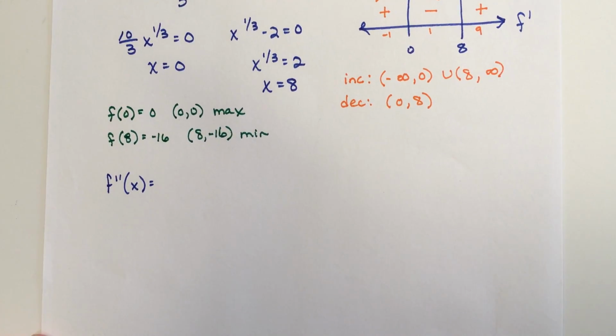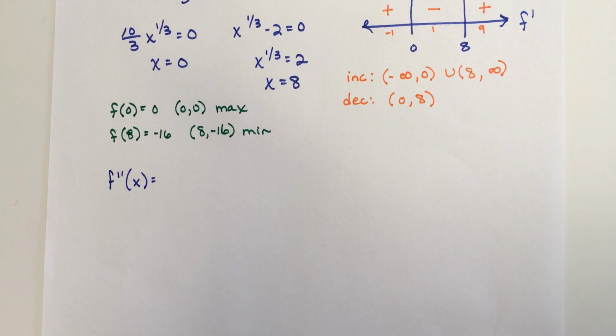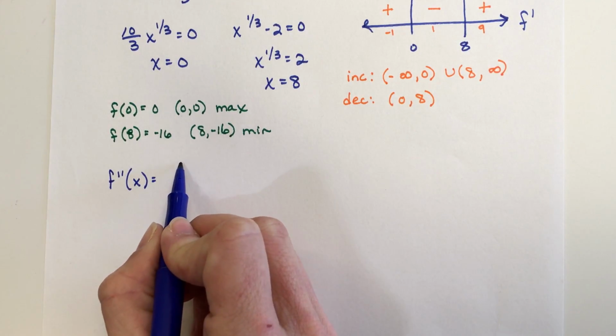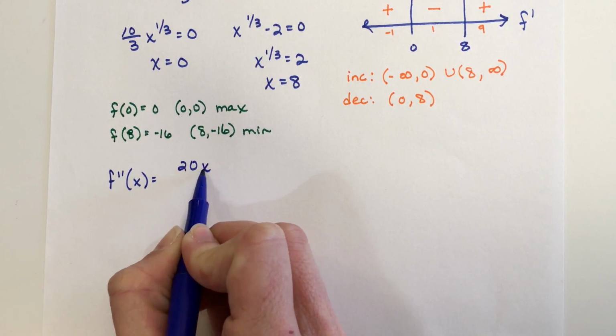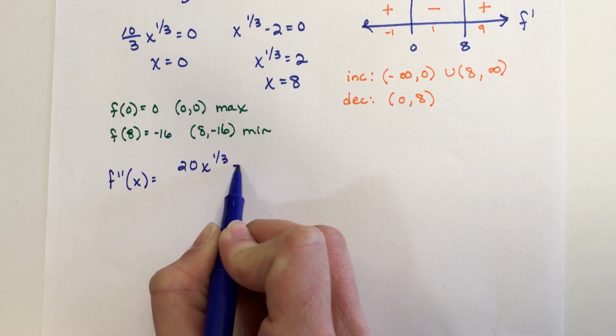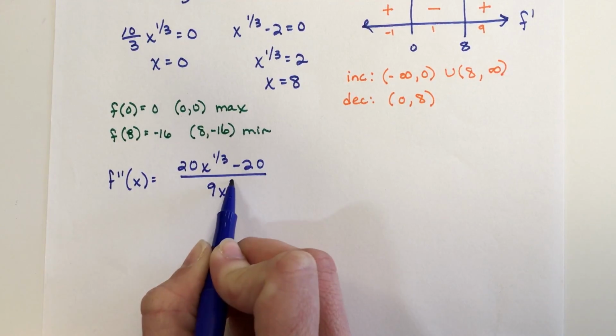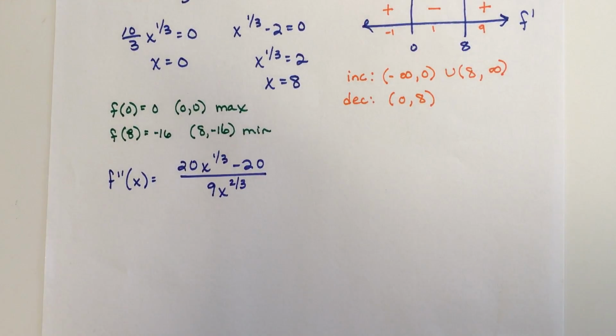Now, once you get that, and again, you'll have to go through some steps of rewriting, what you're going to end up with would be this. Okay, so that's what you should end with for your second derivative. You do have a common factor of 20 on top, and you could factor it out if you chose to do so.